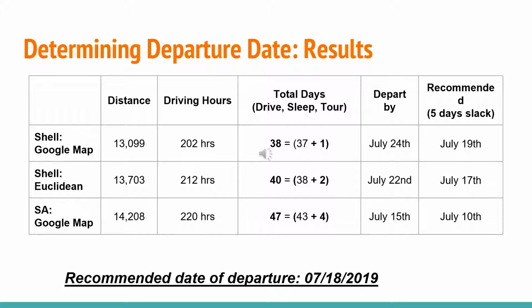So the final recommended date of departure based on the weighting that we give to each model is July 18th, because we give the highest weight to the shell method Google Maps data, and a little less to the Euclidean model, and then finally least amount to the simulated annealing model, because we know that these results are less than optimal compared to the shell method.